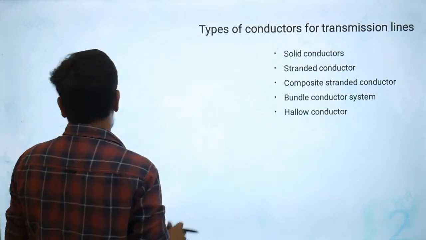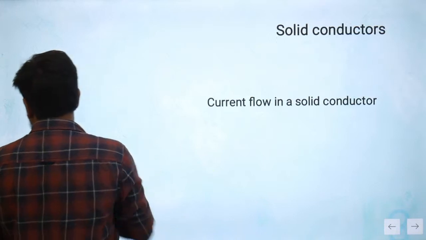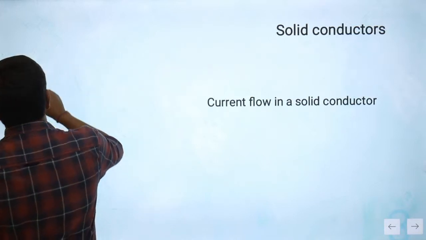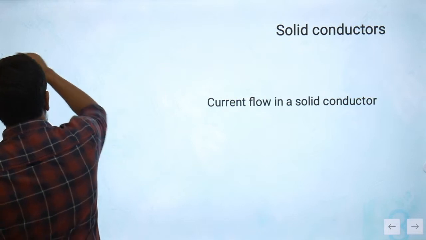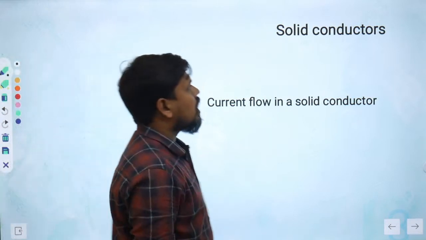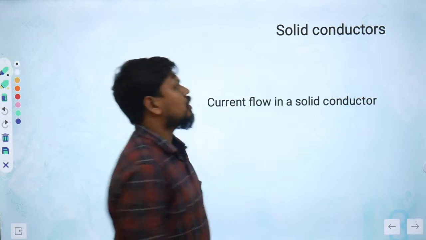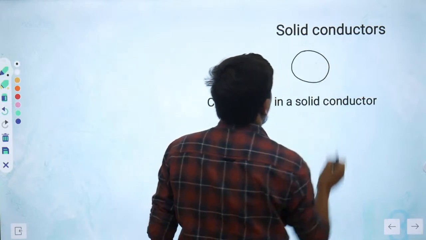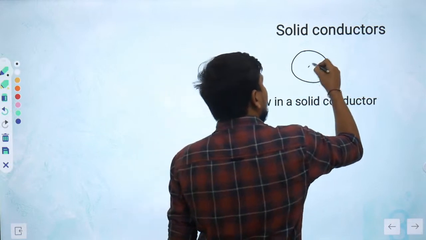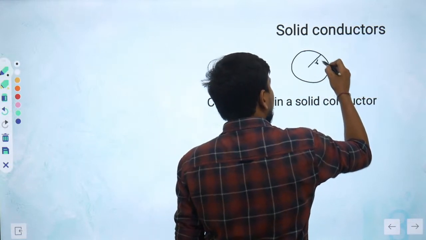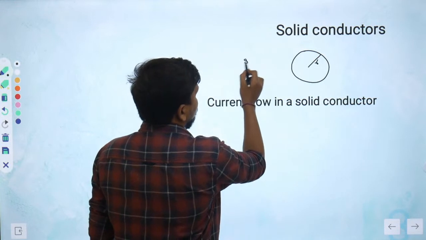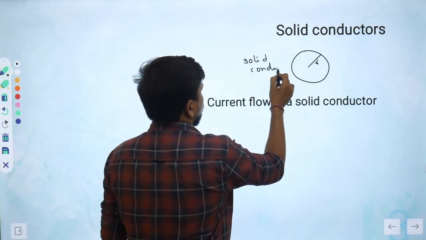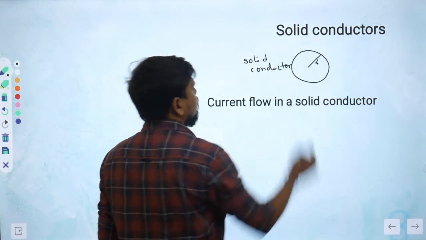Solid conductor system means, so let's draw the diagram again. Let's understand why we are using the solid conductor or why we are not using it. A solid conductor system means a single strand conductor, where generally the radius will be r. So let's take the radius as r. So this is the solid conductor.